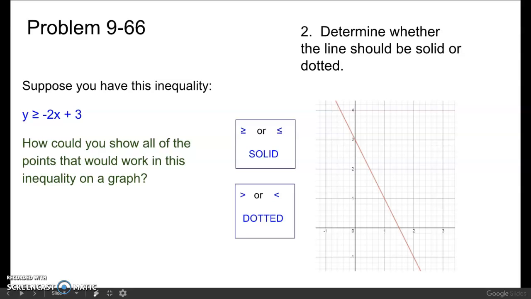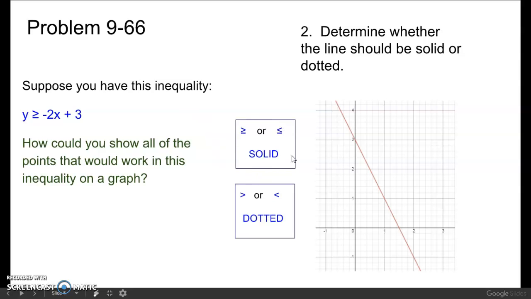But if you just had x is greater than 3, that would be open because x couldn't be the 3. So the way I always say this is we shade in whatever the point can be. Well, same here on the Cartesian coordinate plane. We're going to actually shade in all of the portions on the graph where the x and y values will work in this inequality.